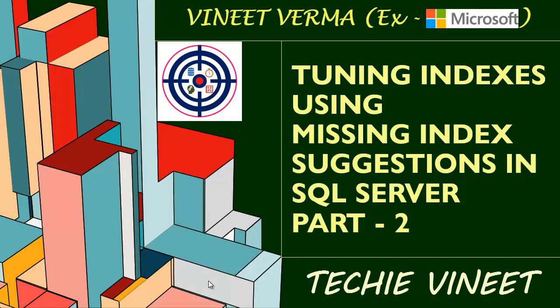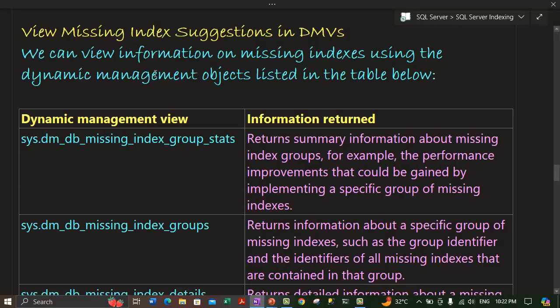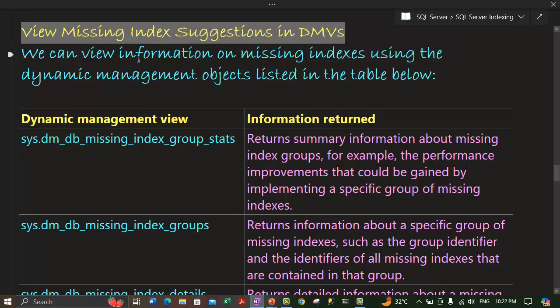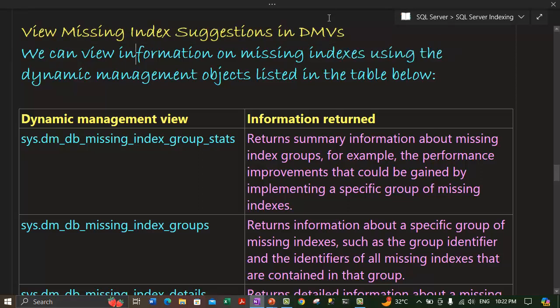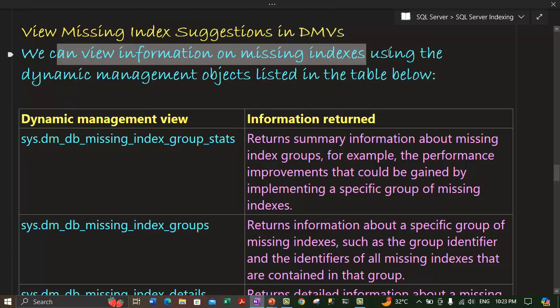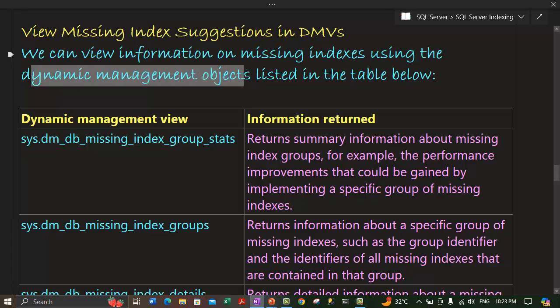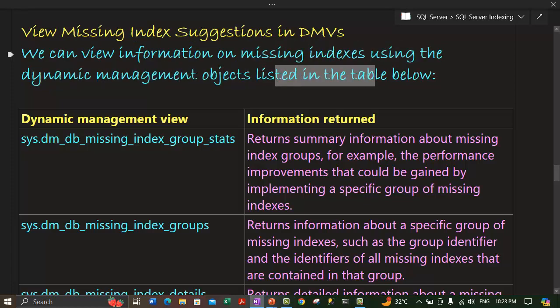Now let's come back to today's topic. Today we will discuss how you can view the missing index suggestions using the DMVs, or dynamic management views. So for that, let me directly take you to the notes. Through dynamic management views we can view the information on missing indexes, and we use the dynamic management objects listed in the table below to fetch that information.